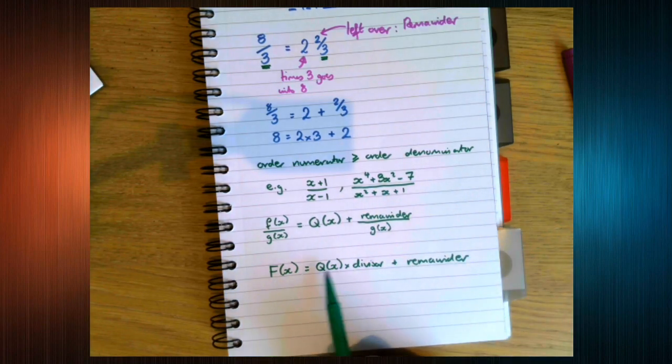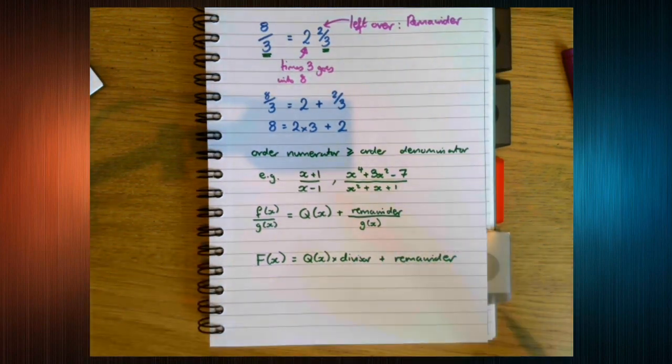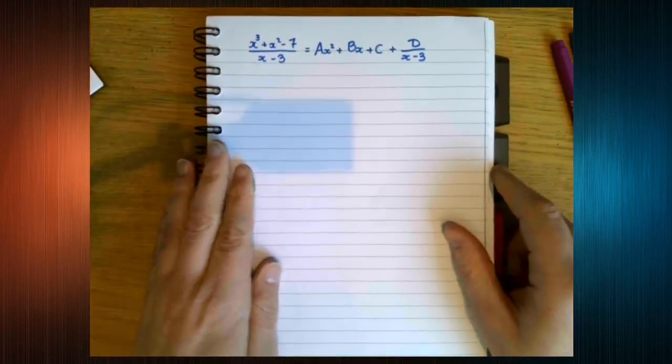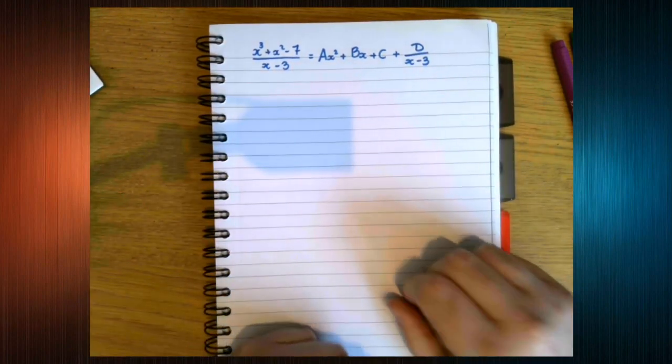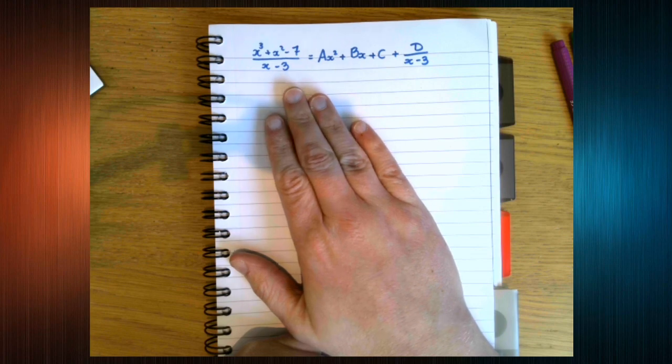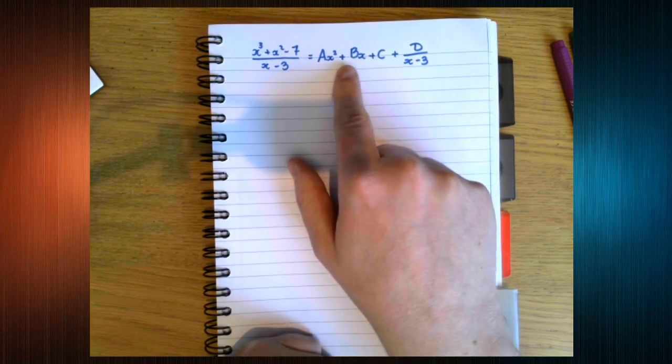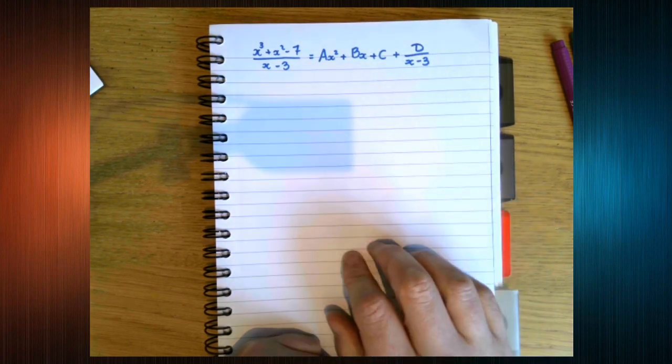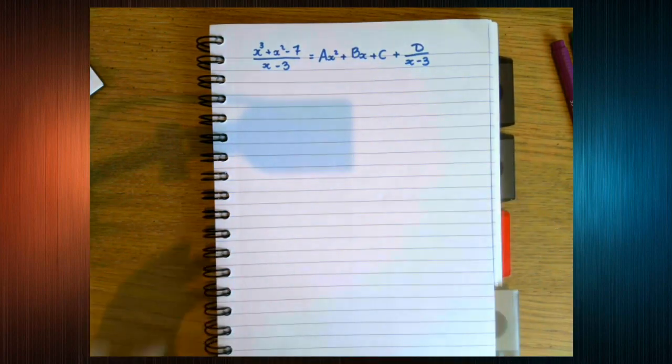Now, what q of x and f of x are will vary depending on the question, and really everything will change. So let's have a look at an example, because talking about this in words is a little confusing. Let's have a look at question 1 on page 24 of the workbook, which looks like this. Given that x cubed plus x squared minus 7 over x minus 3 equals ax squared plus bx plus c plus d over x minus 3, find a, b, c, and d.